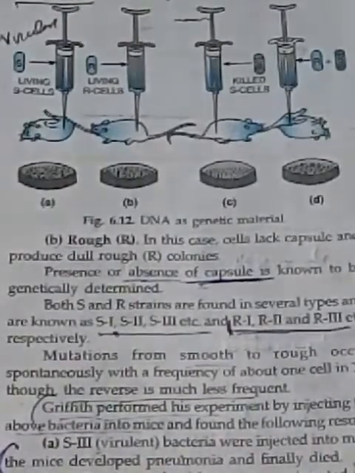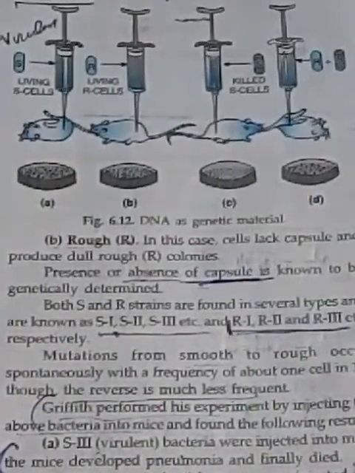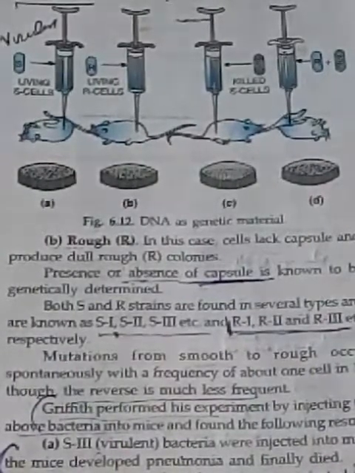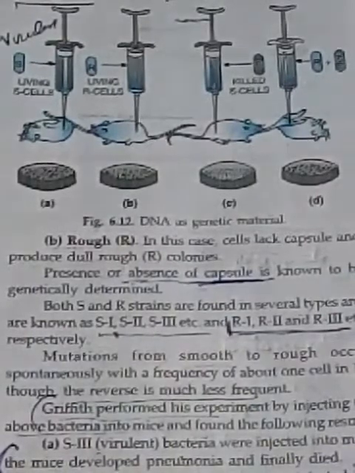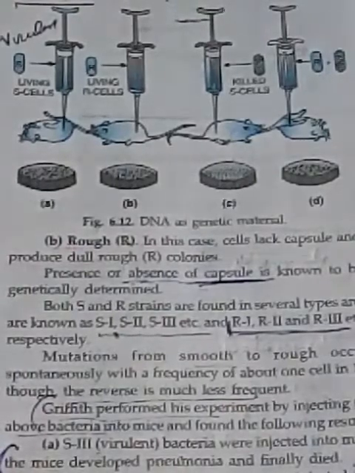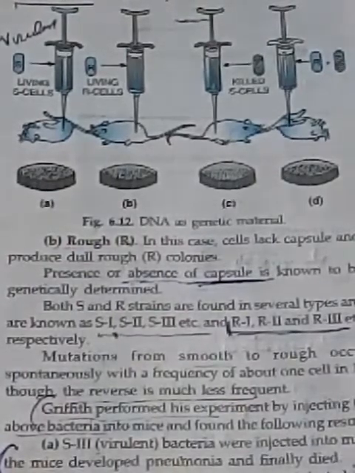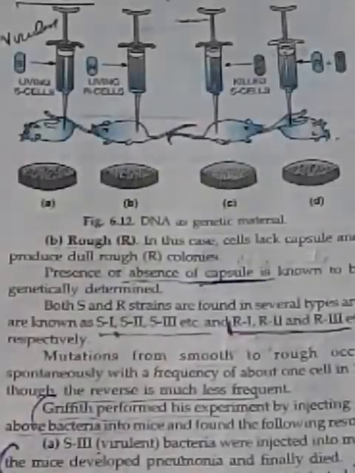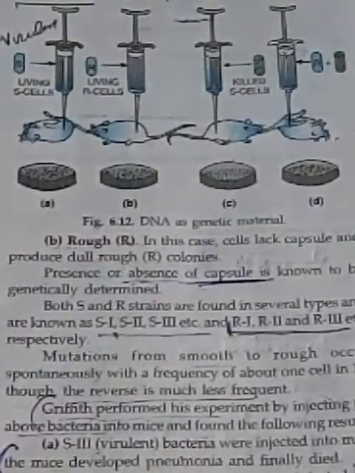In the fourth experiment, he mixed the heat killed bacteria and rough bacteria: rough bacteria and heat killed smooth bacteria. I mean non poisonous rough cells and poisonous S cells that were heat killed were mixed and made into an injection. The injection was given to this mice, but now the mice died.